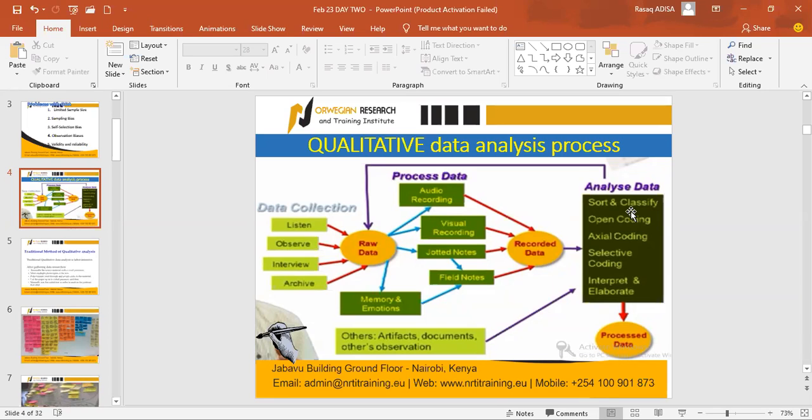Because sorting out the data into different files based on the source is necessary, because that will be required by the time you are importing those data into the software. Or even if it is manual or traditional analysis, classification into different sources will be required for easy analysis. So then coding will begin.